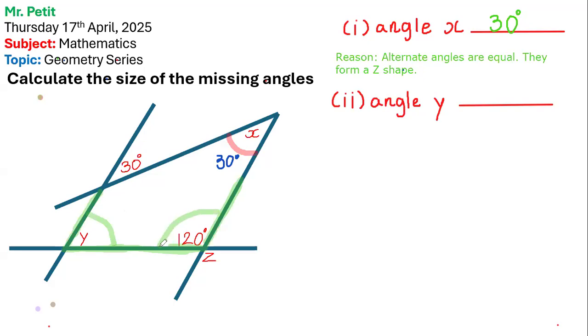All right, so this is Y. This is 120. By the way, what shape does this make? What shape does this form? What shape is this? This is a what?